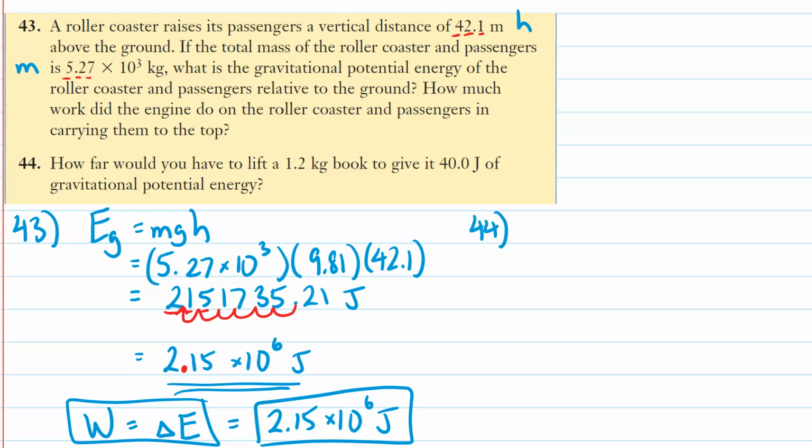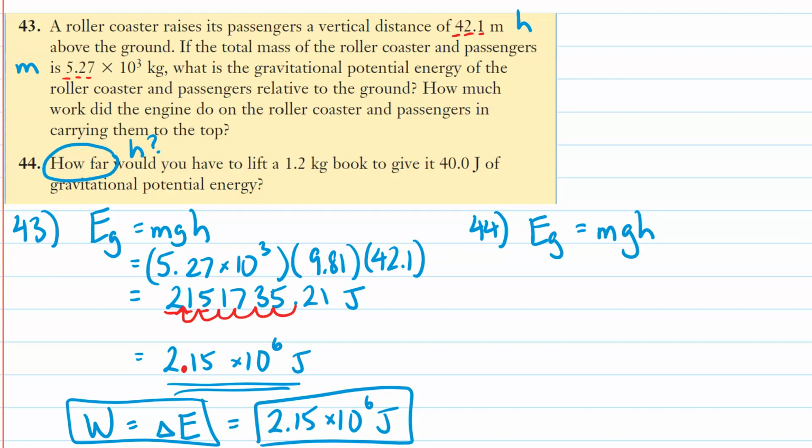Okay. Number 44. How far would you have to lift a 1.2 kilogram book to give it 40 joules of gravitational potential energy? So here we'll start with our m times g times h formula. But don't just plug numbers in. What are we asked? We're asked, how far would we have to lift the book? So we're really asked, what is the height of the book? So we want to get h by itself.